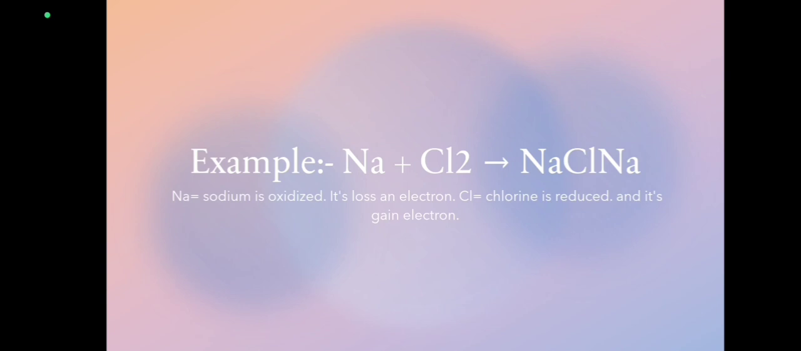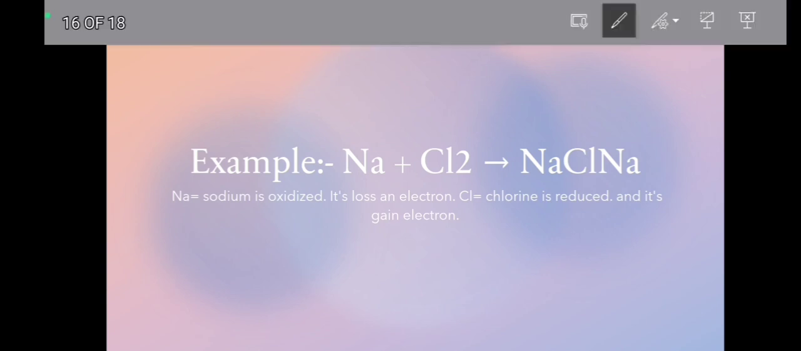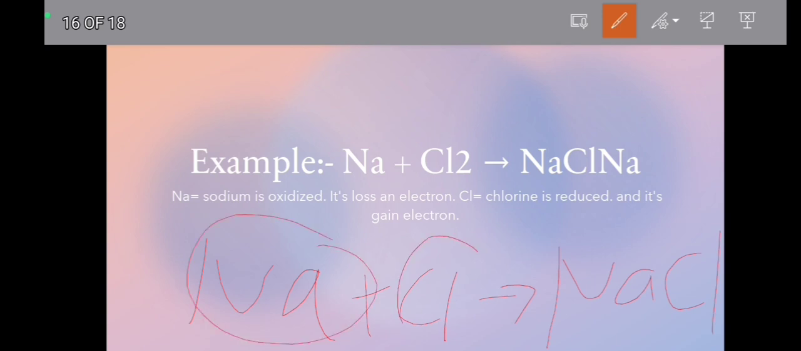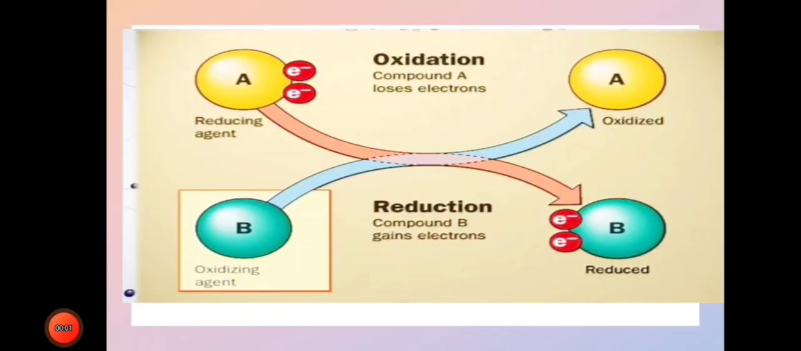Example: Na plus Cl2 forms NaCl. Here Na is sodium and Cl is chlorine. Na loses an electron and Cl gains an electron. This is a reduction and oxidation reaction.